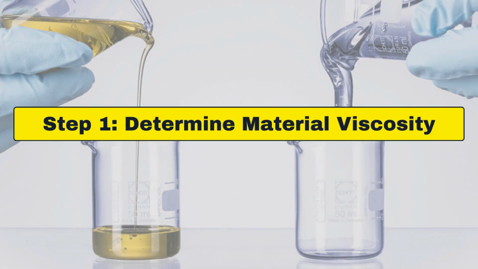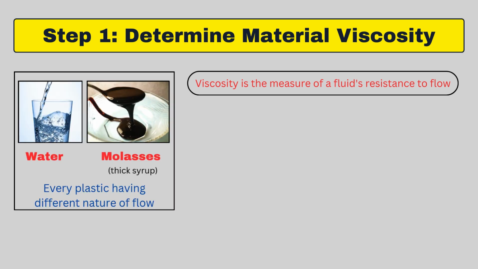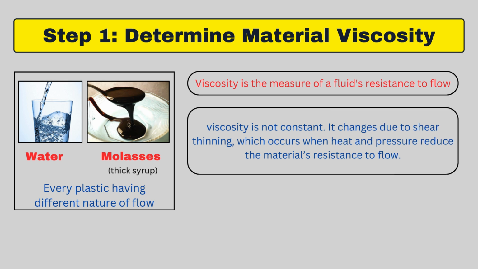So the first step is to determine the material viscosity. We will size the gate, runner and sprue based on the material viscosity. Some plastics flow like water and some plastics behave like molasses. The viscosity is not a constant, so it changes due to shear thinning, which occurs when heat and pressure reduce the material resistance to the flow.